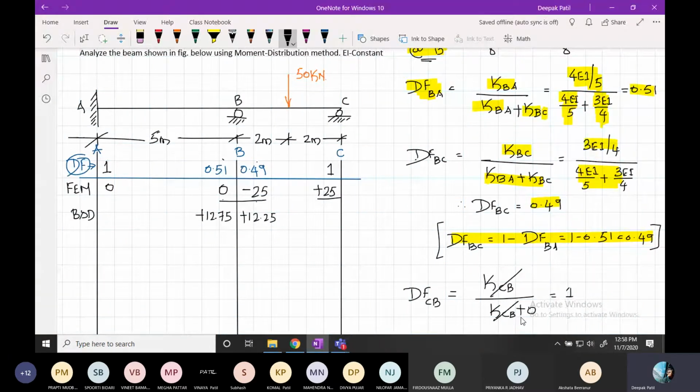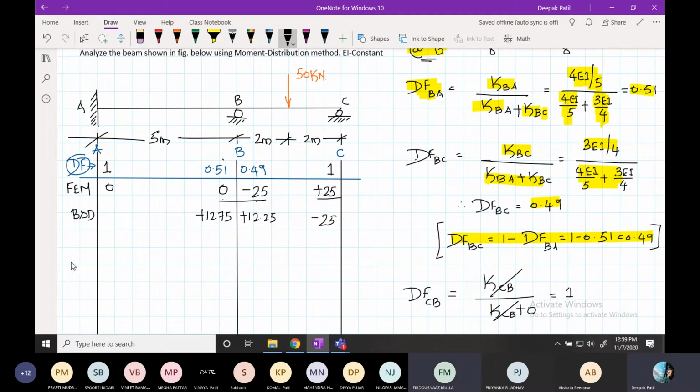Did you get my point? Is that clear? Yes, sir. Okay, right. Now I need to balance this plus 25. The net moment at C is plus 25. To balance that, how much moment will you apply? Minus 25. So that minus 25 into 1 is minus 25. Is that okay? Clear? Is this balance and distribute step clear to everyone?